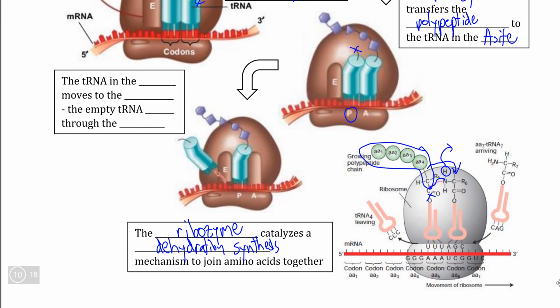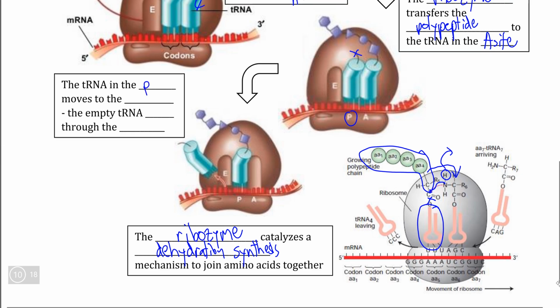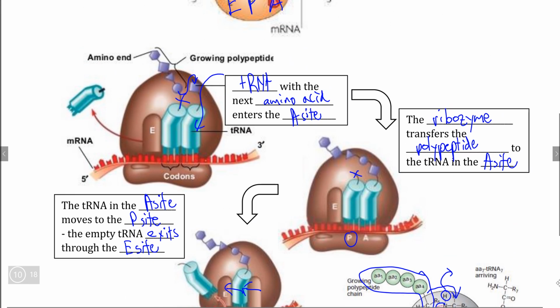Now, at this point, the tRNA in the P site that used to contain the polypeptide is now empty. So the empty tRNA in the P site is going to be pushed to exit the ribosome through the E site like this, and the tRNA that now contains the full polypeptide, which previously was in the A site, is going to be pushed into the middle of the ribosome in the P site, where it is now ready for the next tRNA to enter the A site and have the full polypeptide transferred to it, exactly as we saw.